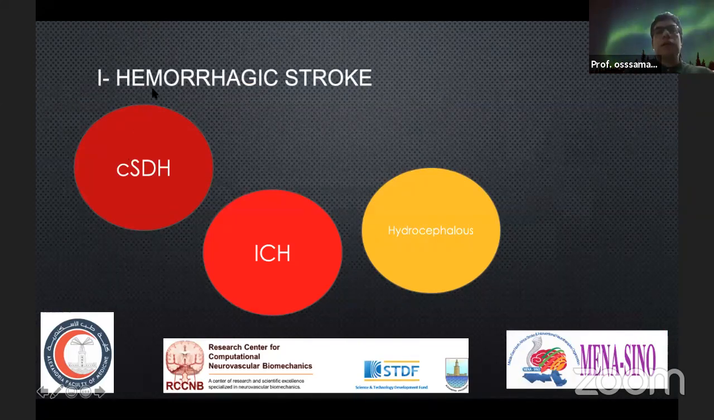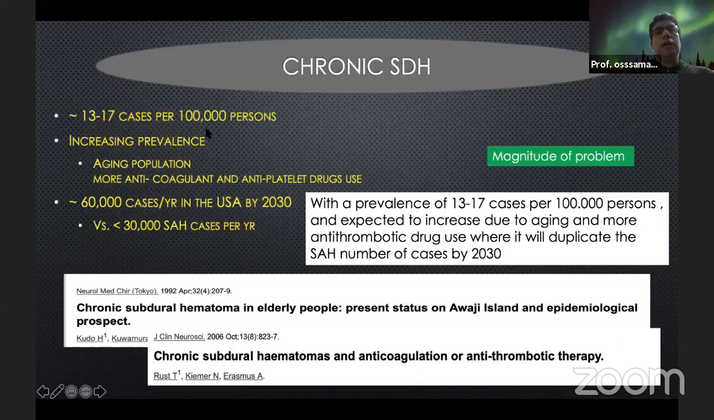The magnitude of chronic subdural hematoma in the USA: the annual prevalence is about 17 cases per 100,000 persons. And this increasing prevalence is expected in the coming years because of the aging population and the overuse of anticoagulation and antiplatelets. When we compare the yearly number of chronic subdural hematomas to subarachnoid hemorrhage in the USA, there are 60,000 cases of subdural hematoma per year versus 30,000 cases of subarachnoid hemorrhage per year.